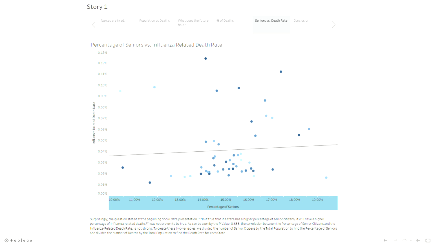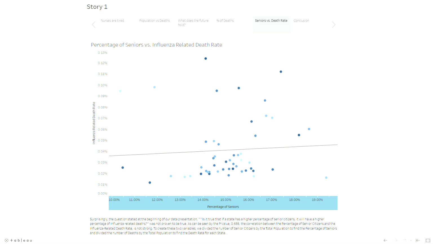Finally, we have a regression analysis. On the y-axis, we have the influenza-related death rate. This was calculated by dividing the number of deaths by the total population. The highest state is Wyoming at 0.12% death rate. All these numbers are below 1%, so the difference between the highest and lowest is not large. On the other end, Texas, Georgia, California, Colorado, and Florida are the lowest at about 0.02%.